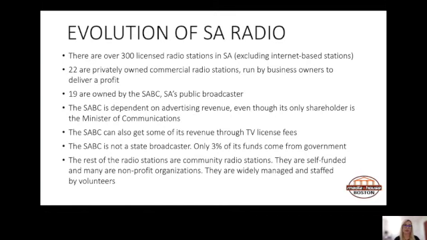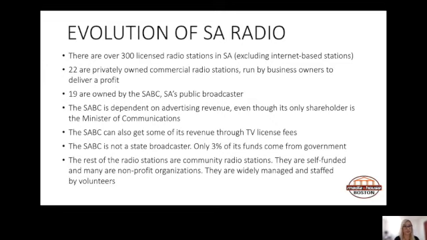Currently in South Africa, there are over 300 licensed radio stations, and this is excluding the internet-based stations, okay? And there's about 30-odd internet radio stations, and that's growing because you currently don't need a radio license for it, but we'll chat about that later on. 22 of these radio stations are privately owned commercial radio stations that are run by business owners to deliver a profit. And then there's the 19 SABC radio stations that we mentioned, SA's public broadcasters, and 3 of those are commercial stations.